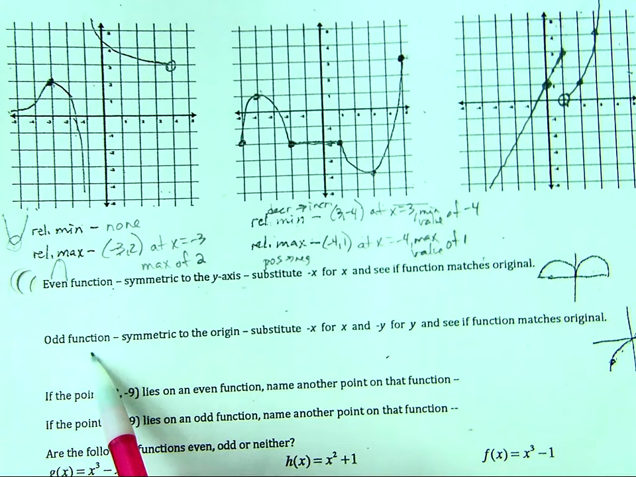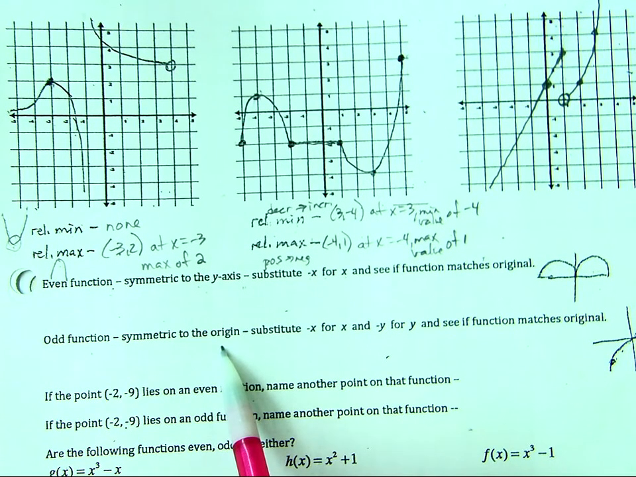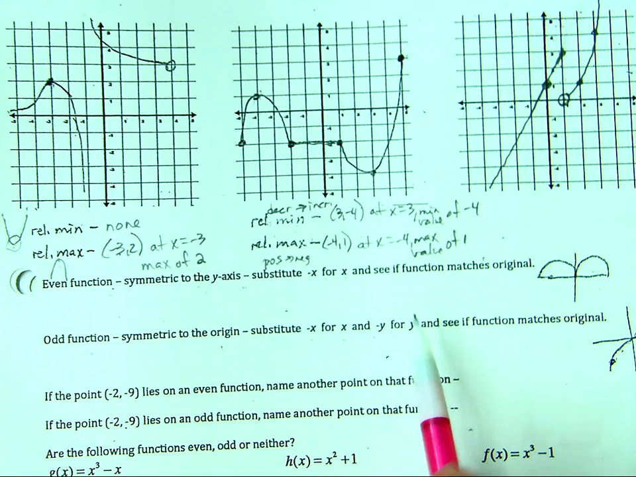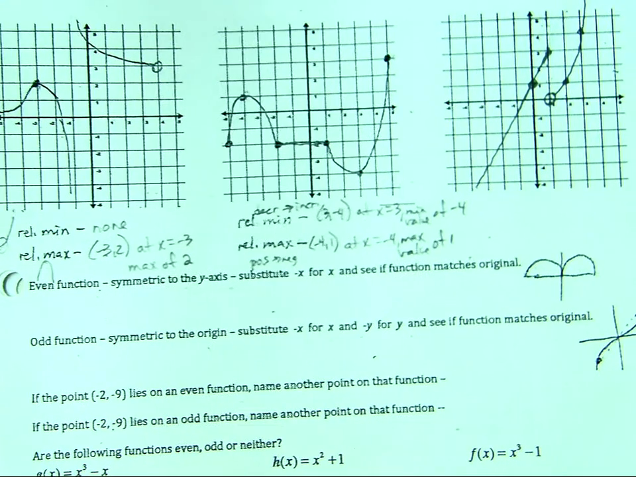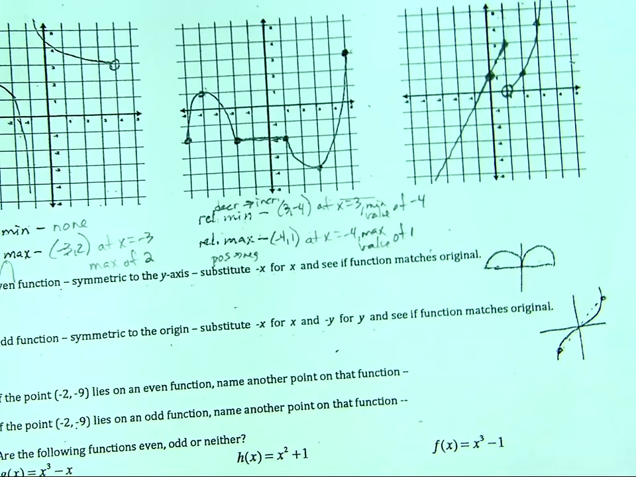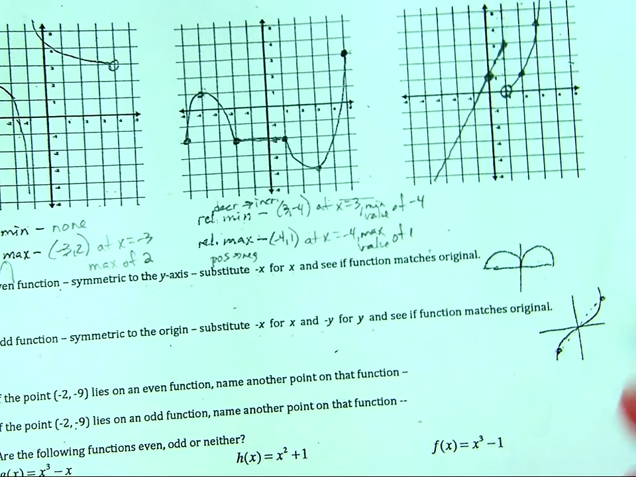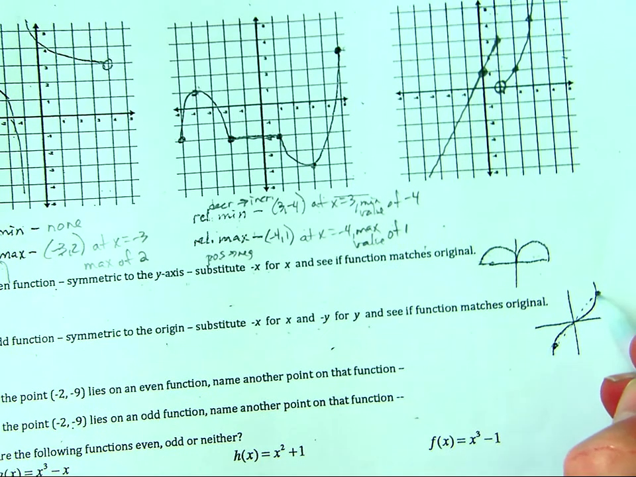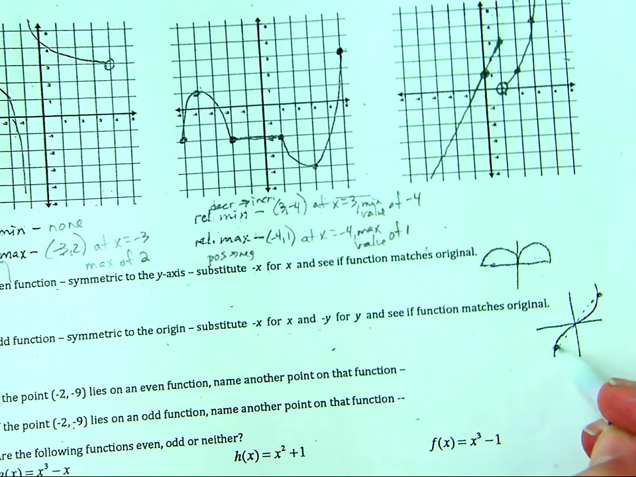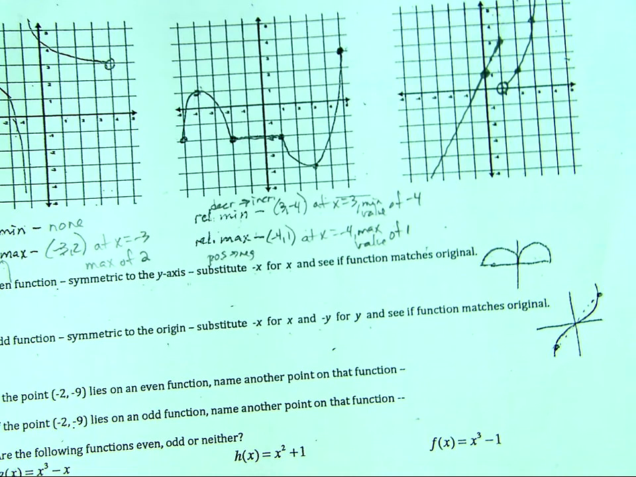An odd function is symmetric to the origin. So for that, you substitute negative x for x, and you also do negative y for y to check and see if it's odd. It's harder to visualize an odd function. This is an odd function here. You can think about if you rotate it 180 degrees and it lands on top of itself, or if you pick a point, if I go across the origin, is there a matching point on the other side? That's one of the things I look for.